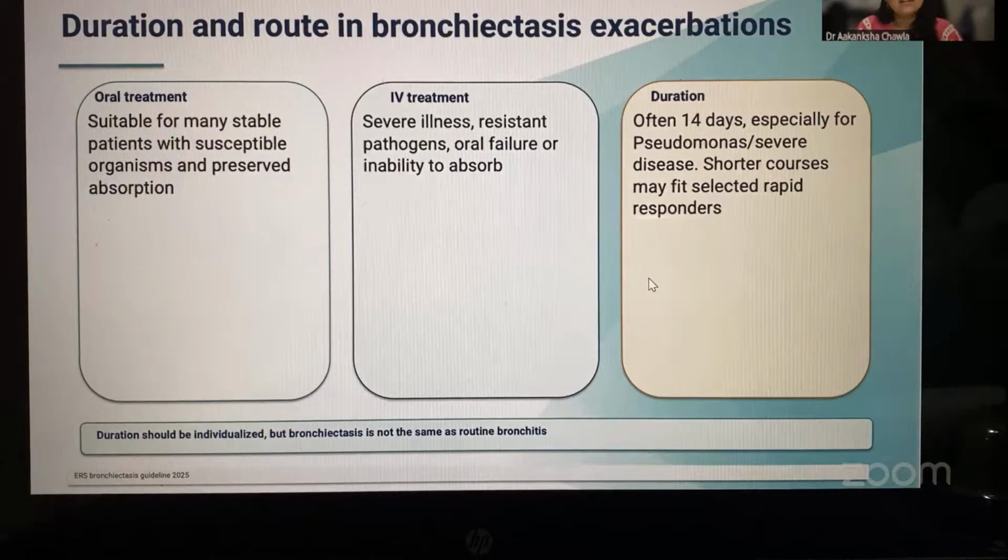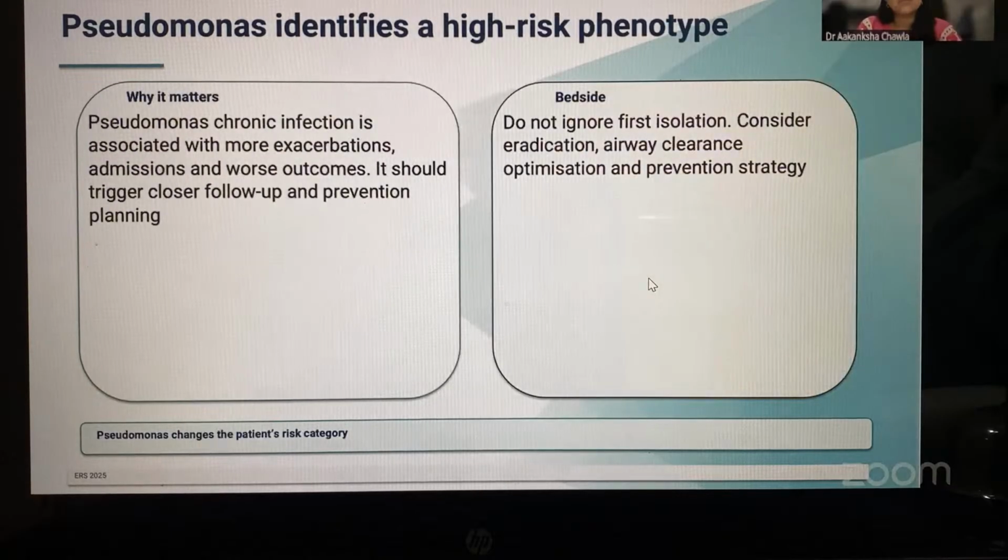Now, Pseudomonas, again, like I said, is a high risk phenotype, it tends to cause chronic infection. It is associated with more exacerbations, more admissions, worse outcomes. Isolated Pseudomonas in a bronchiectatic patient, you must not ignore it. It is very important to consider eradication and airway clearance as well as optimization and prevention strategy.